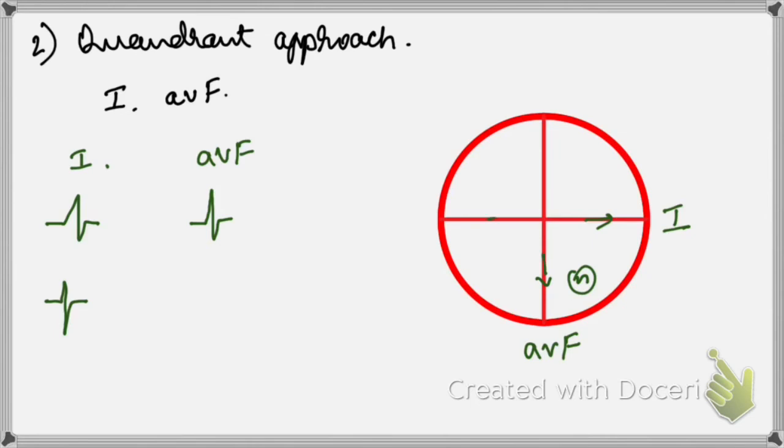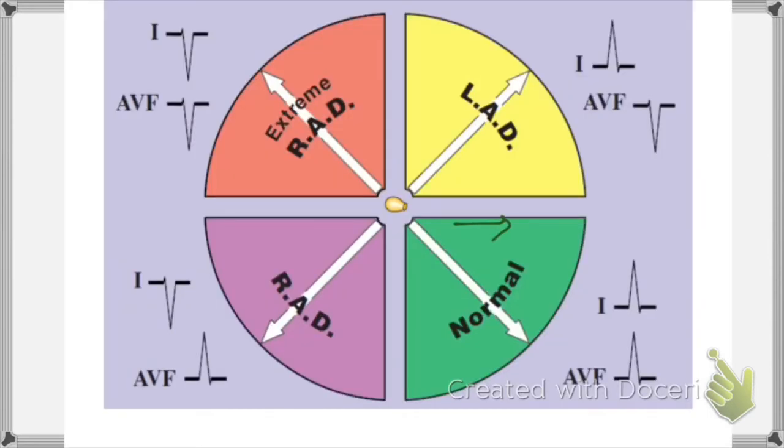If lead 1 is predominantly negative and AVF is predominantly positive, it comes under right axis deviation, right? If lead 1 is predominantly positive and AVF is predominantly negative, it comes in the left axis deviation range. See here, in the lower normal one, lead 1 is positive, AVF is positive, it comes under normal axis. Then lead 1 positive and AVF negative comes in left axis deviation range. If lead 1 is negative and AVF is also negative, it comes in right axis deviation range, extreme right axis. And the down purple one, if lead 1 is negative and AVF is positive, it comes under right axis deviation.